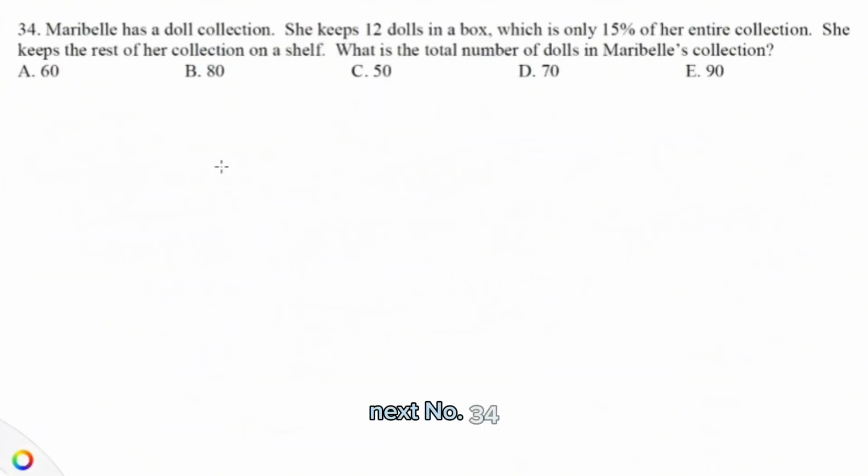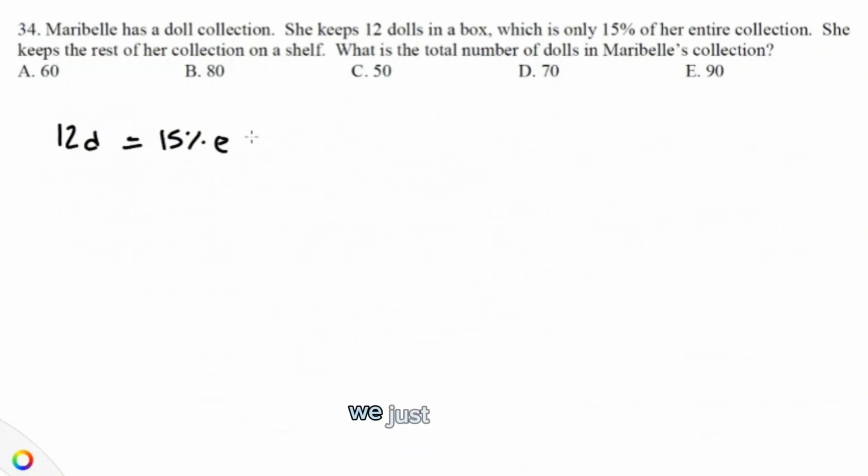Next, number 34. Maribel has a doll collection. She keeps 12 dolls in the box, which is only 15% of her entire collection. She keeps the rest of her collection on a shelf. What is the total number of dolls in Maribel's collection? Alright, so she has 12 dolls in one box, and the 12 is equal to 15% of her entire collection. Let's just write E for entire collection. Then we have to find the entire collection.